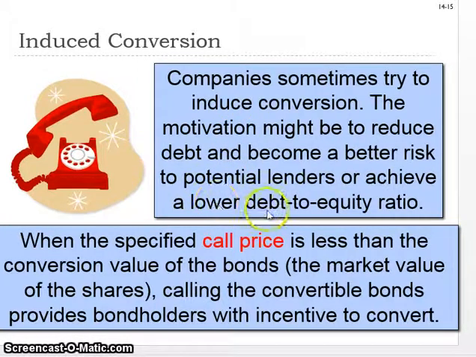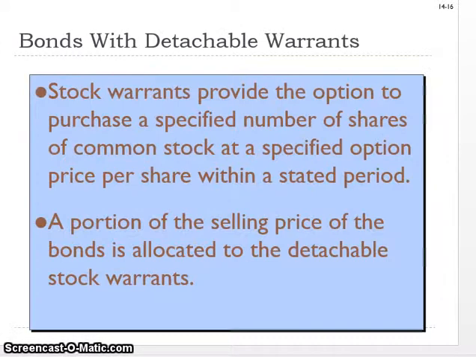And they want to fix their ratios. They want to achieve a lower debt to equity ratio. They don't want as much long-term debt on their books. So they may try to convince people to convert. They may offer them incentives to convert. They may say, we'll give you something extra if you convert. So there's a lot of incentive here, but it is a possibility to convert these things into stock.